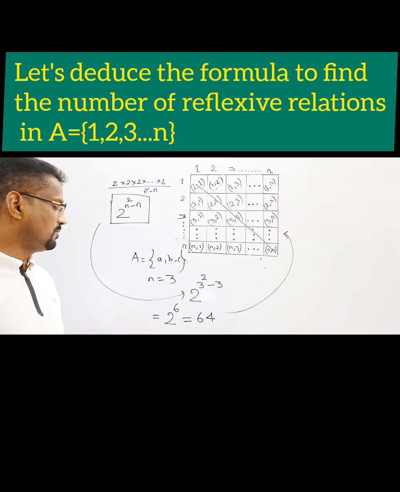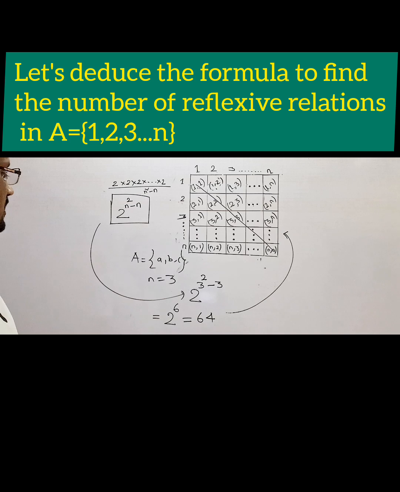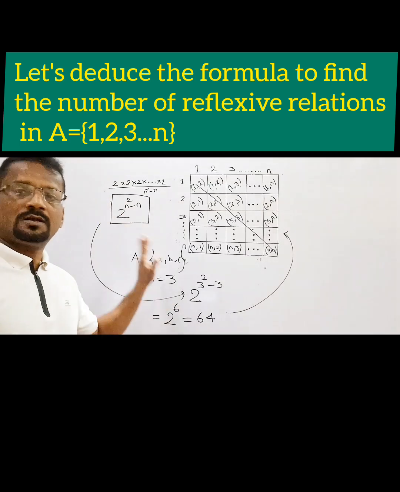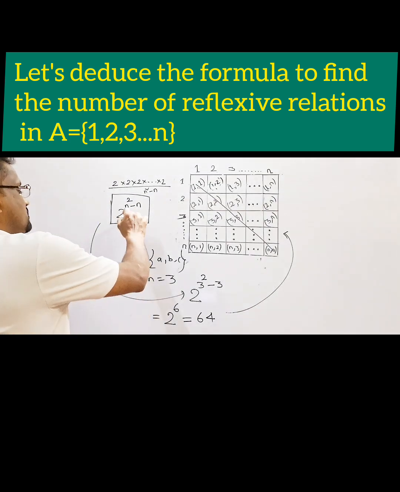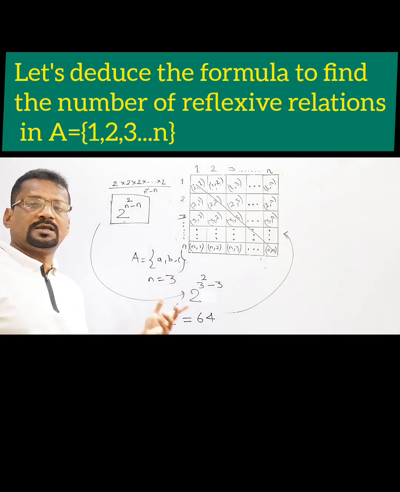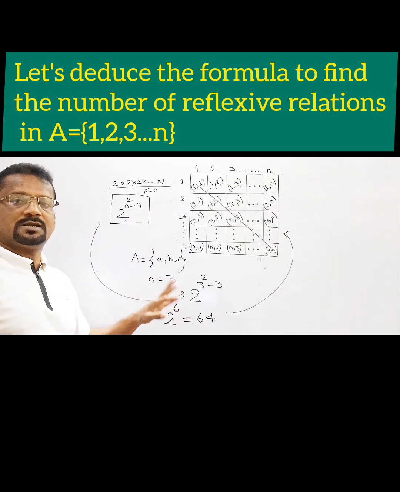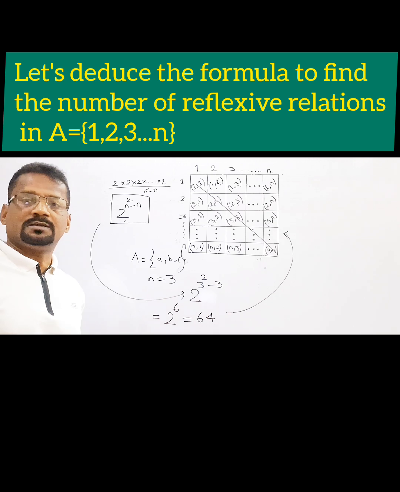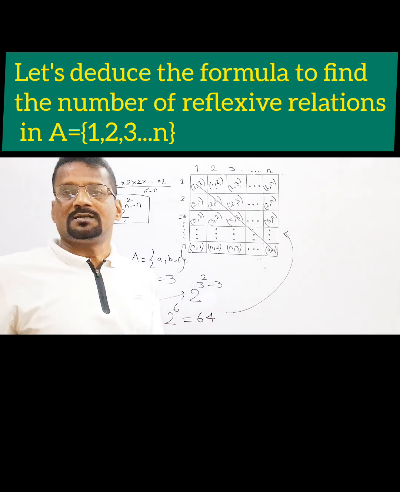This is the total number of reflexive relations. I hope the concept is clear. You remember this formula. This will give the number of reflexive relations in any set. What is n? n is the number of distinct elements in the set. Thank you.